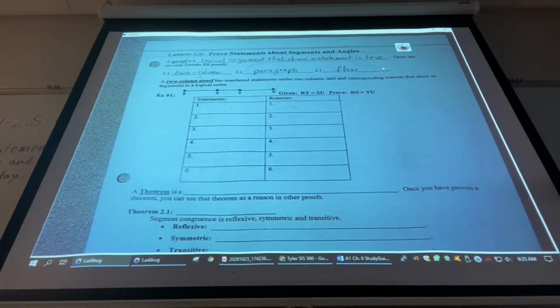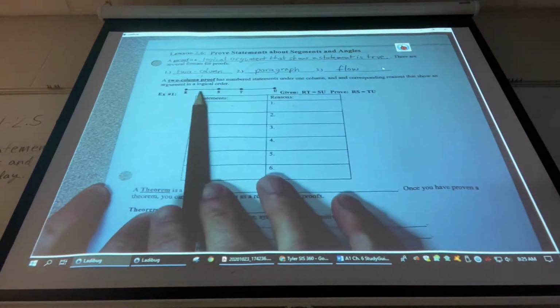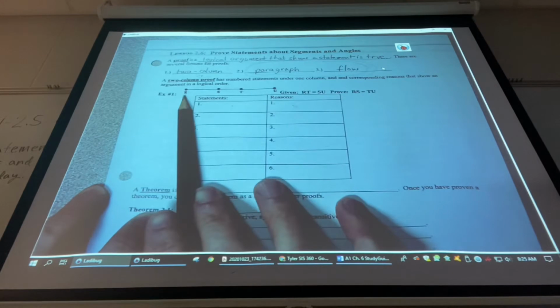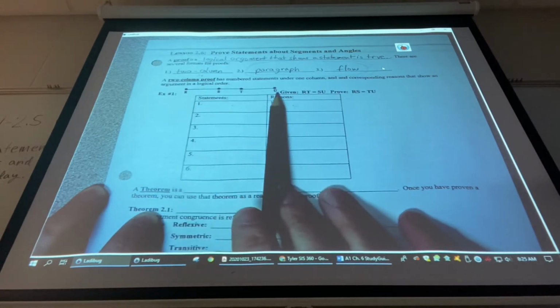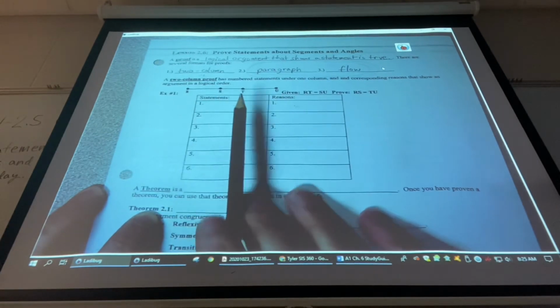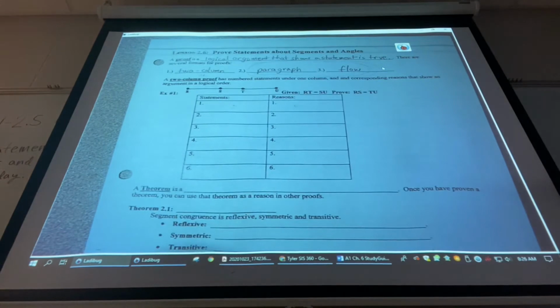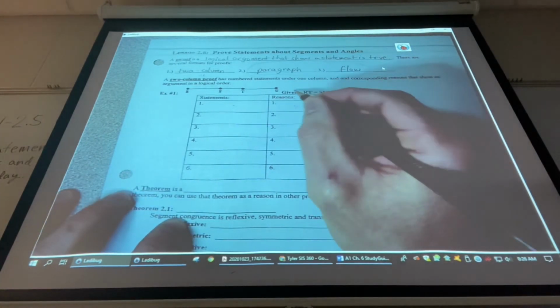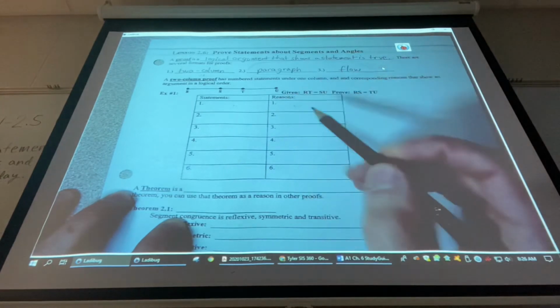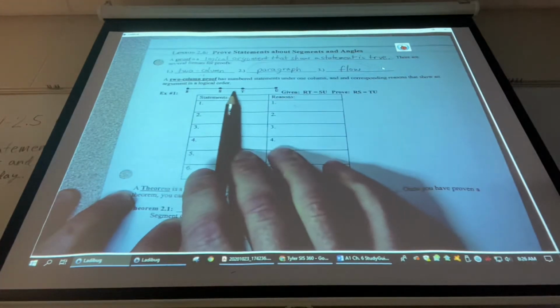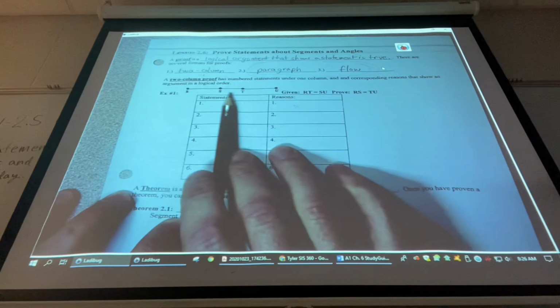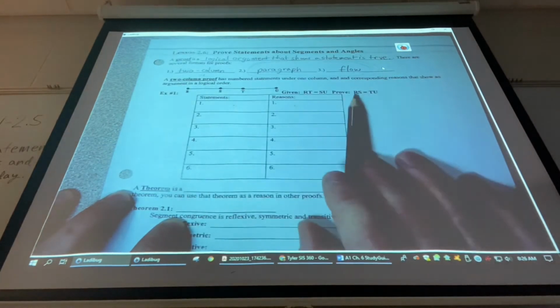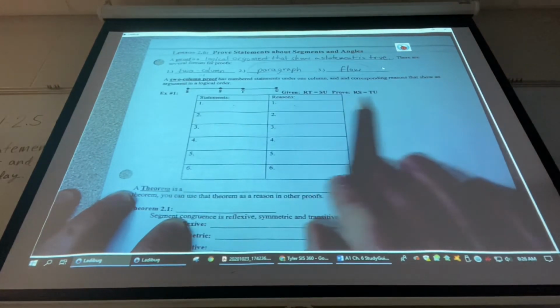So let's do a little example of a proof. We're given a drawing here of line segment RU. It's got S and T on it as well. And on our proofs, we're going to have a given statement. We're going to have some information that's given. Sometimes your given is just the picture. They'll say, given the following picture. And then you're also going to have a prove statement.